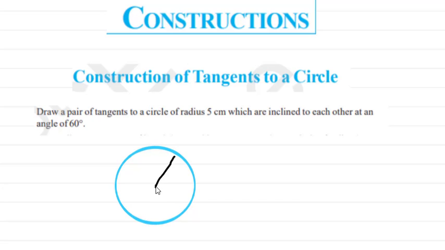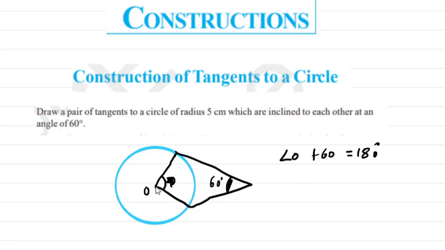Now you know that if a circle is there and the tangents are inclined at an angle of 60 degrees, then the sum of this angle O and this angle 60 degrees will be 180 degrees. So angle O plus 60 will be equal to 180 degrees. From here we get that angle O will be 120 degrees. So we will draw this angle of 120 degrees at the center, and then we will make an angle of 90 degrees at these two points, and then we'll be able to make the tangents which will be at an angle of 60 degrees.